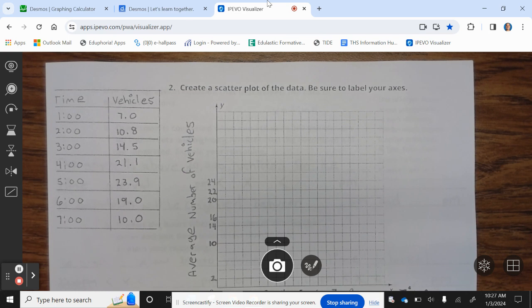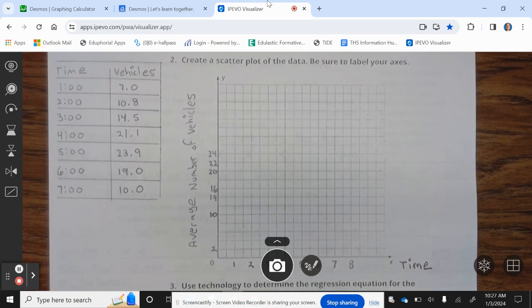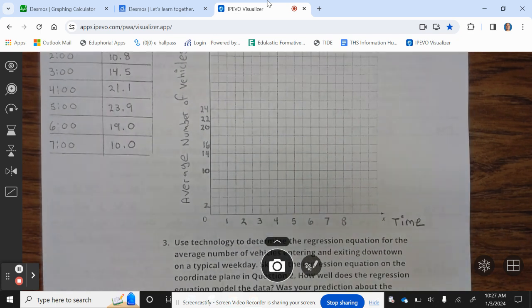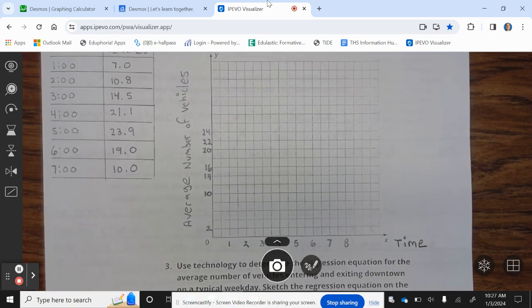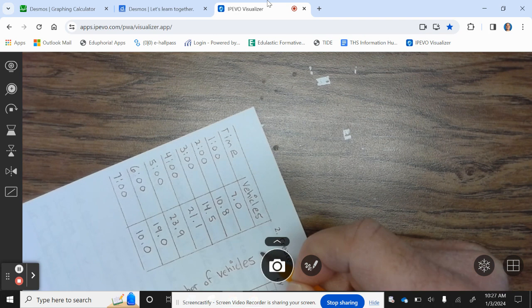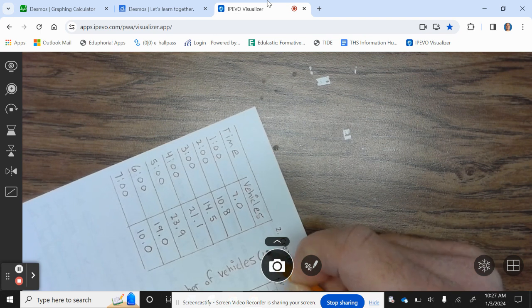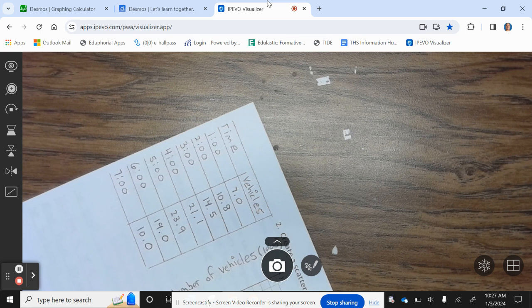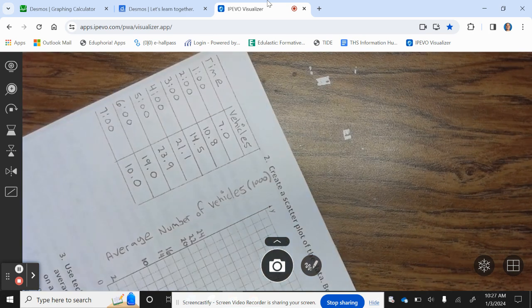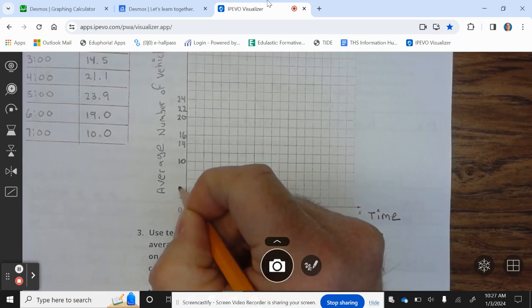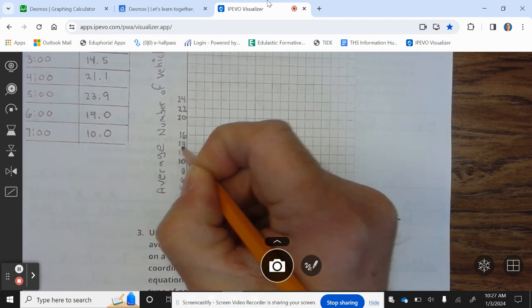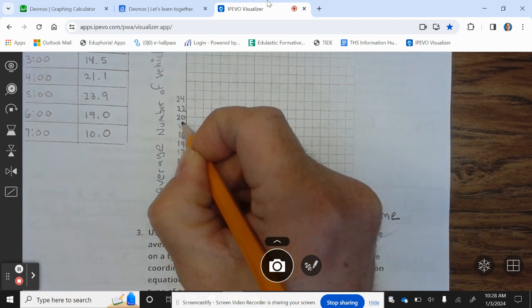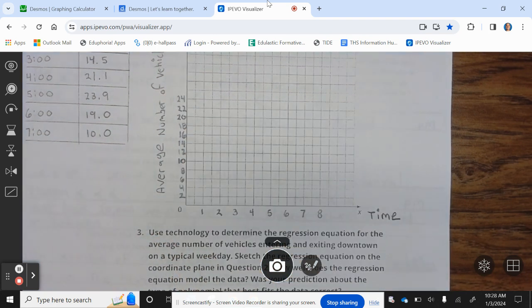2. Create a scatterplot of the data. Be sure to label your axis. All right, so we have our time labeled by 1, 2, 3, and so on to 8. And then here, the number of vehicles. Now, the number of vehicles go by 1,000, so they're in thousands. So that's 2,000, 4,000, 6,000, 8,000, 10,000, 12,000, 14,000, 16,000, 18,000, 20,000, 22,000, 24,000.